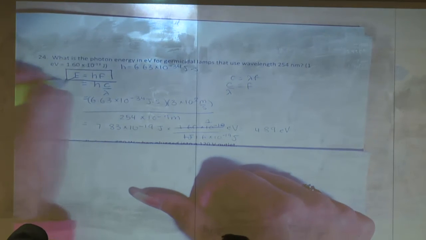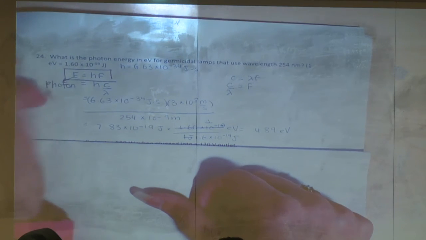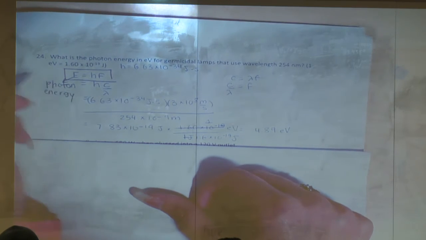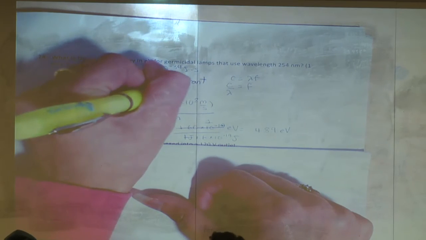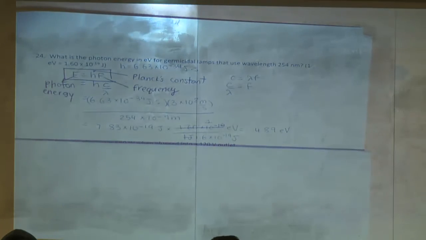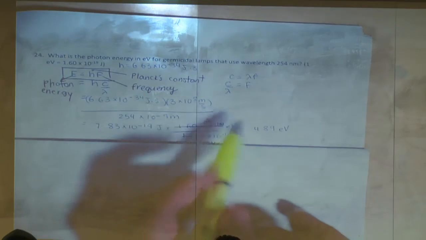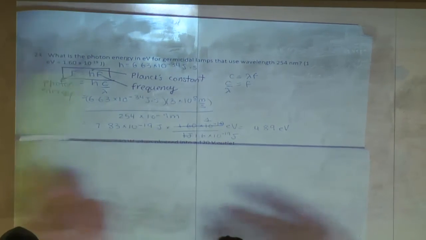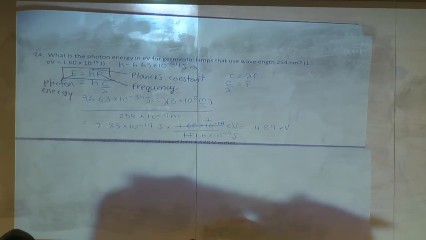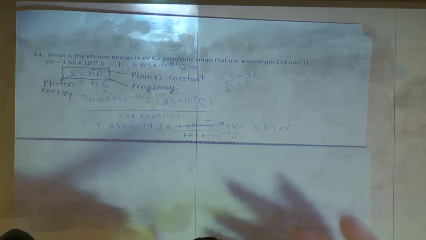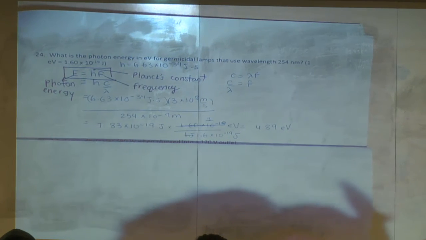So E stands for the photon energy, and h is Planck's constant, f is obviously the frequency. Since the question asks what is the photon energy in electron volts for germicidal lamps that use a wavelength of 254 nanometers? We're given the wavelength. We're not given the frequency.